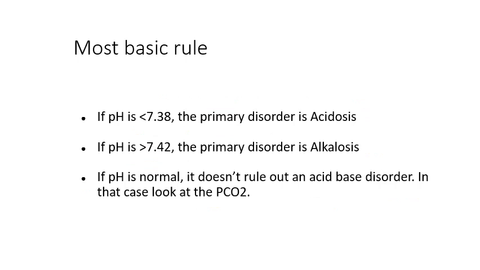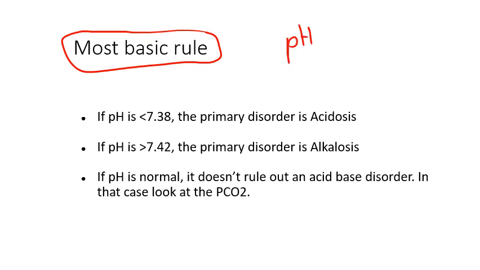So what is the most basic rule for approaching any acid-base problem? Number one is you first look at pH. If the pH is less than 7.38, the primary disorder is acidosis. If the pH is more than 7.42, the primary disorder is alkalosis. It can be respiratory, it can be metabolic, but this is how you first approach the acid-base problem.